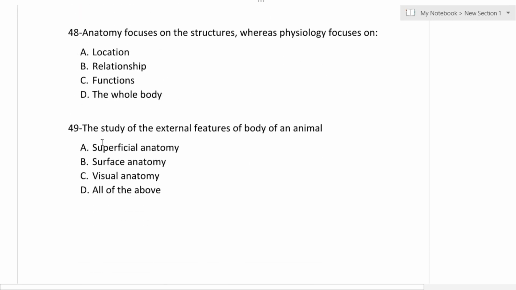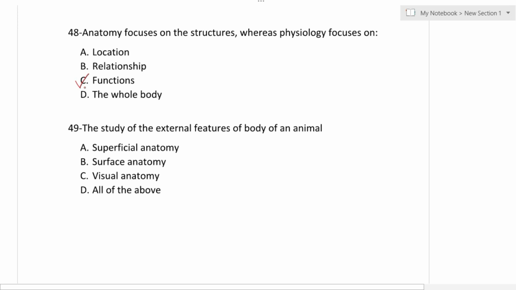Question number 48. Anatomy focuses on the structures, whereas physiology focuses on. Options are location, relationship, function, the whole body. The correct answer is option C, function. Physiology focuses on function.